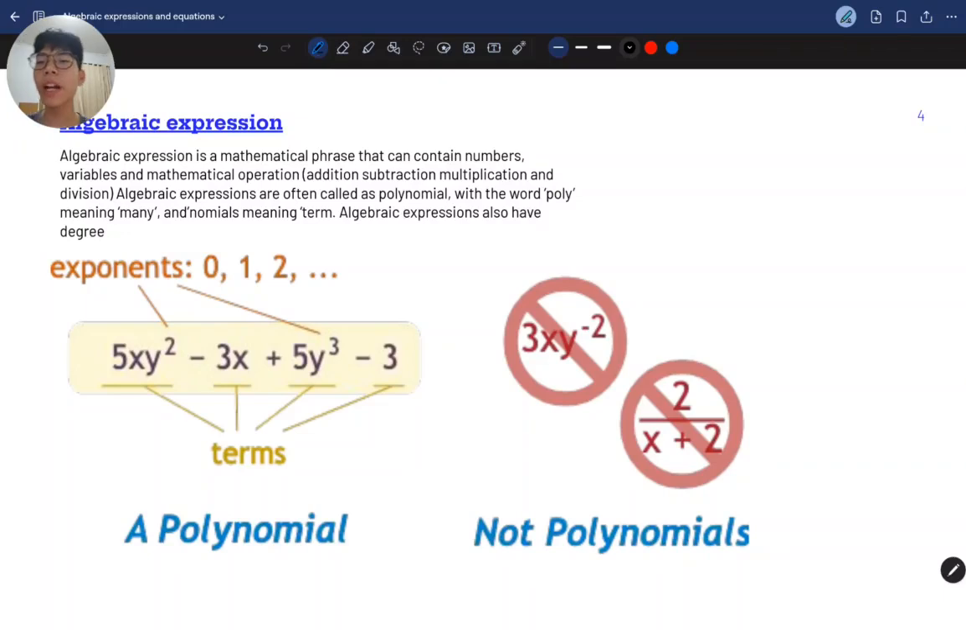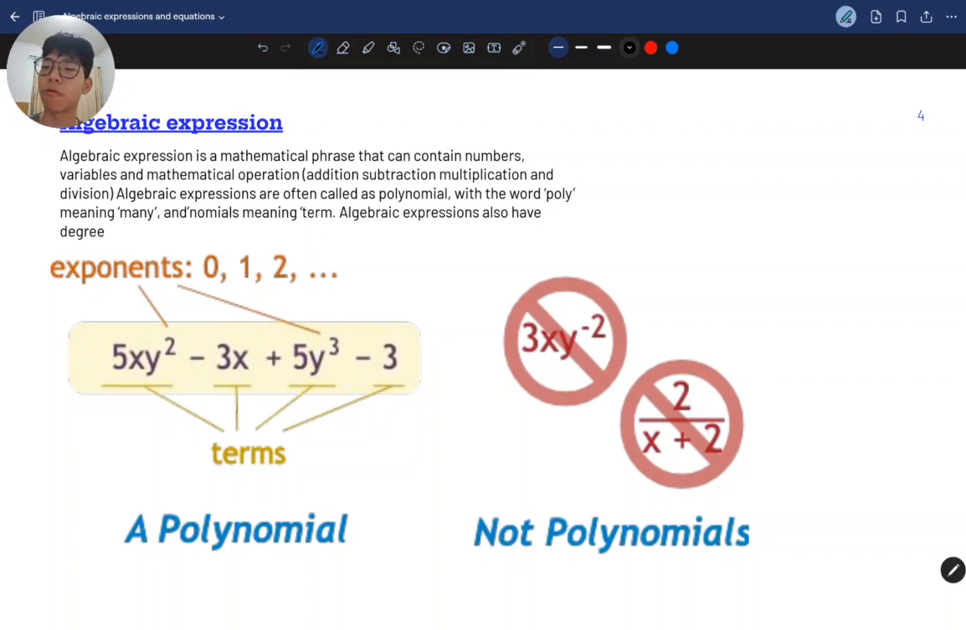So algebraic expressions are very complicated, you guys might think. But with just understanding the basics, it is very easy. The example to help you understand better is the image here: 5 times x times y squared minus 3x plus 5y cubed negative 3.